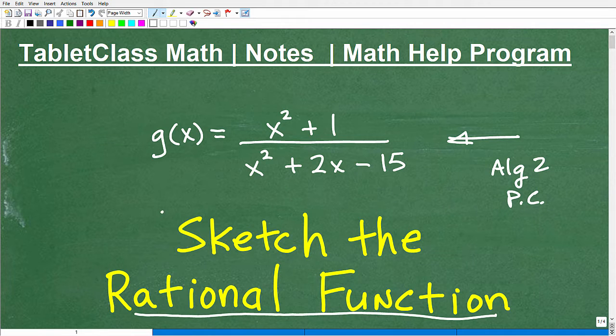Now, again, I'm going to emphasize this word sketch. It doesn't have to be a perfect graph. Most teachers and most homework problems are going to just have you sketch something out, but you still want to be as accurate as possible.